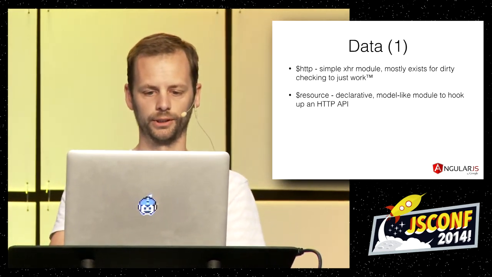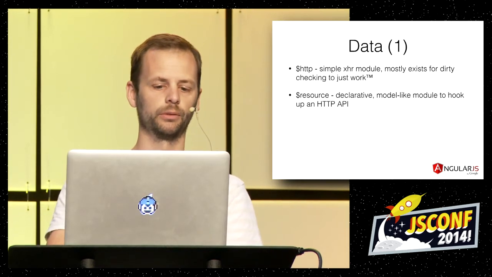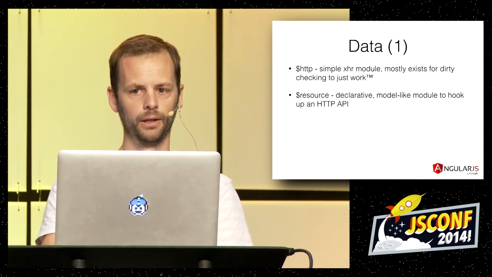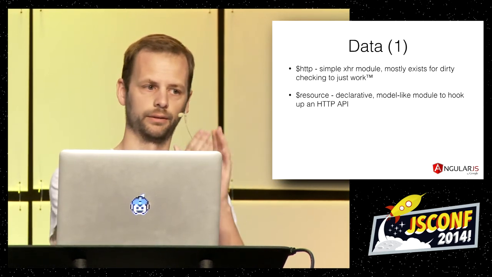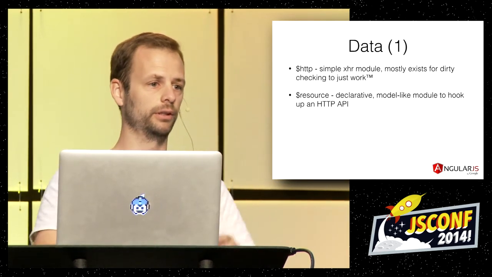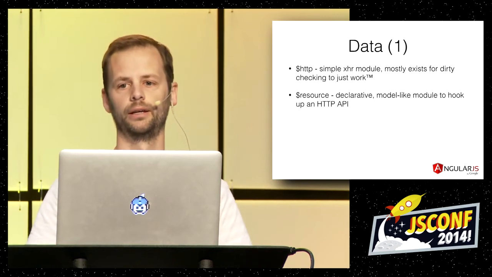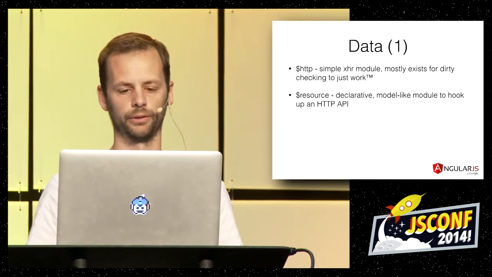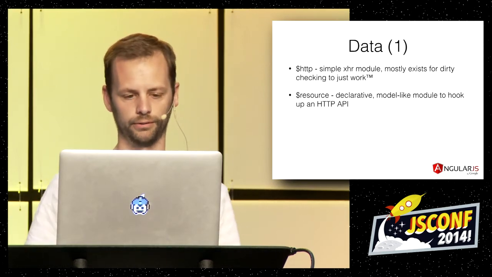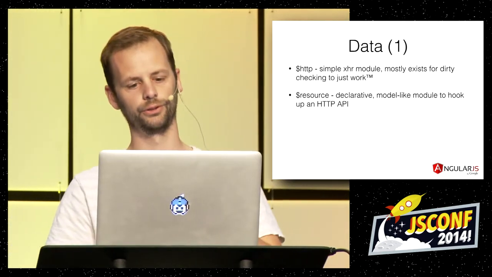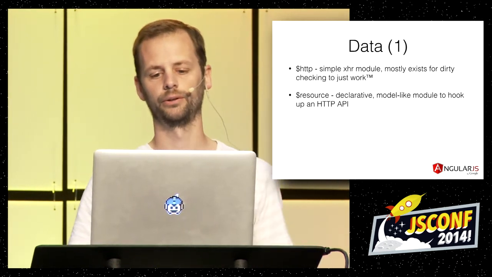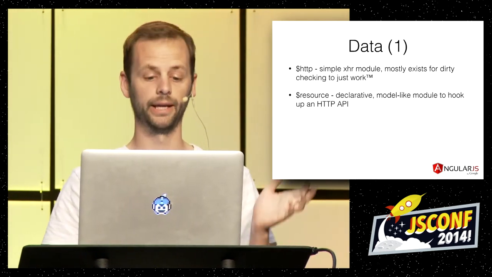And then resource is a declarative model-like module to hook up an API to an HTTP API. But it's very limited in that like it's expecting XHR calls and like puts and posts and get. You couldn't really twist it very well into other things like local storage or stuff like that. So that's why it's only a 2 instead of like a 4, where maybe they would provide something to allow you to plug into any kind of data store.